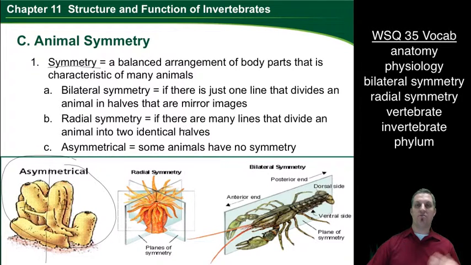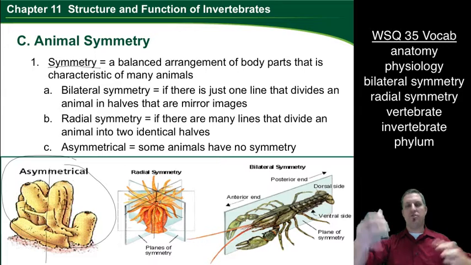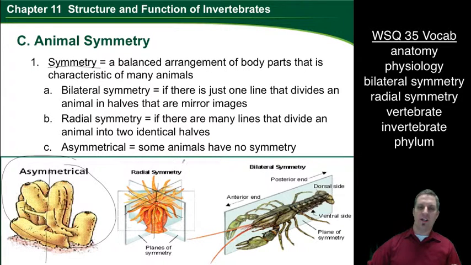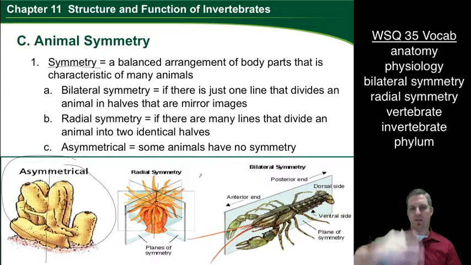Radial symmetry says that there are many lines that divide an animal into multiple halves. Take, in this case, I'm assuming this is a hydra. It looks like either a hydra or some type of sea anemone. Notice that I can divide this in multiple planes, and I'm still going to get an equal, symmetrical organism. Another example would be a starfish. You can divide a starfish in multiple planes, and you're going to get symmetry.